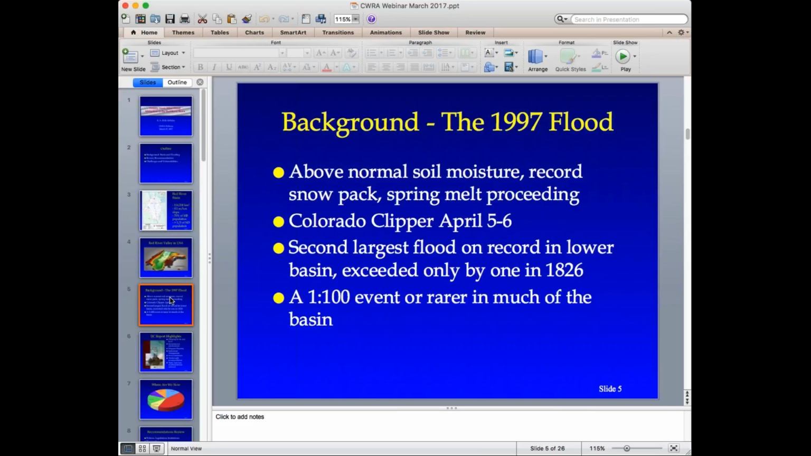After the flood, the governments of Canada and the United States asked the International Joint Commission to examine the causes of the flood and to recommend ways of mitigating future flood events. And that led to the formation of a task force, of which I was a member, and ultimately an IJC report to governments.